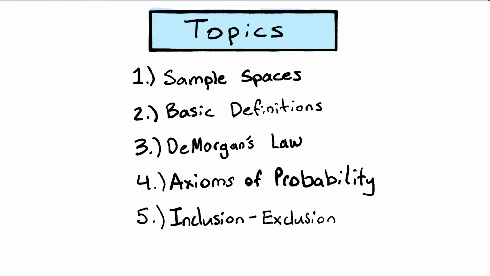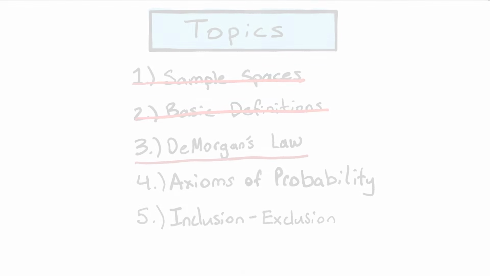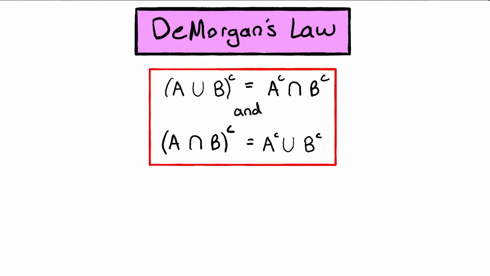So with that, we've now covered our first two topics in our basics of probability, both sample spaces and basic definitions. With our foundation set, let's now learn about DeMorgan's law. What is DeMorgan's law? DeMorgan's law is a concept where we distribute a complement around parentheses. So for example, if we take the complement of A union B, that's actually the same thing as A complement intersect B complement. And similarly, if we take the complement of A intersect B, we get A complement union B complement.